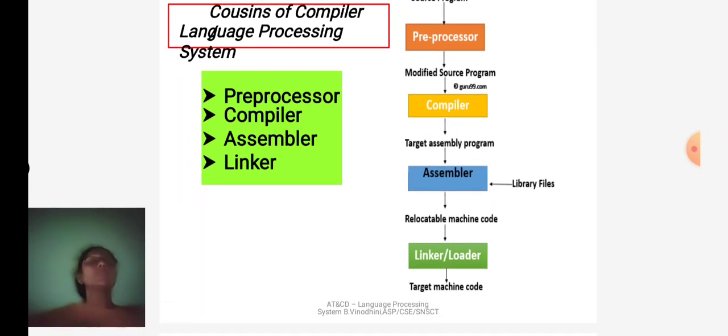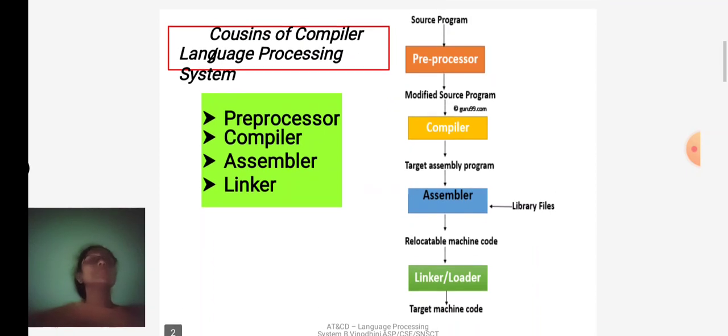The output of the assembler, the relocatable machine code, is given to the linker and loader. So what is the job of the linker and loader? The linker links all the files into a single executable file. The loader loads that executable file into the operating system and executes it. That is the function of a loader. So the output of the linker and loader is executable machine code.